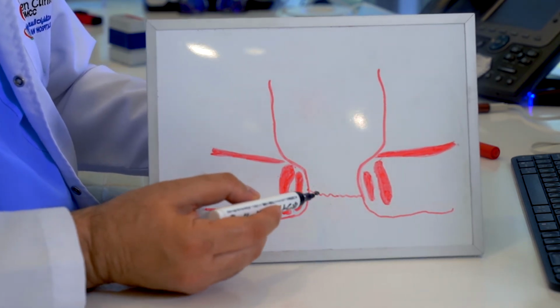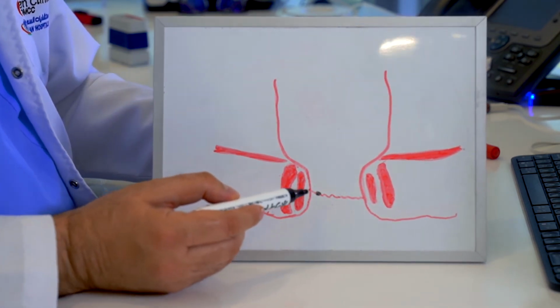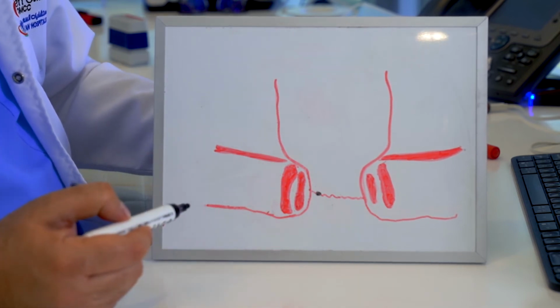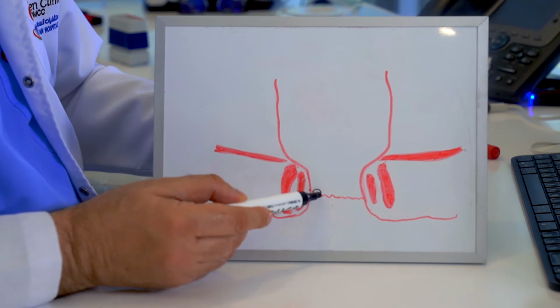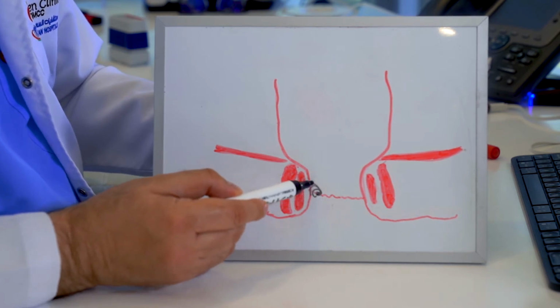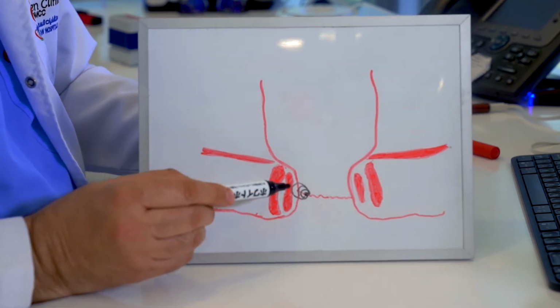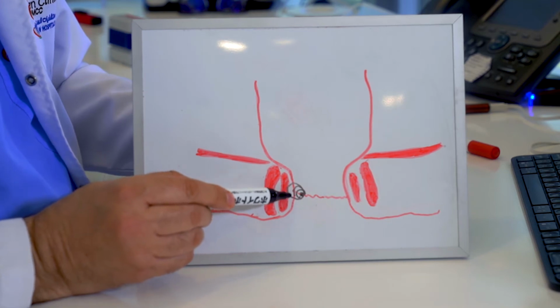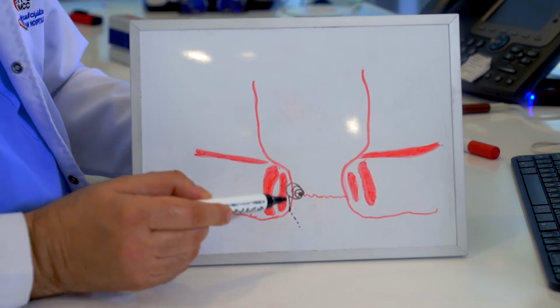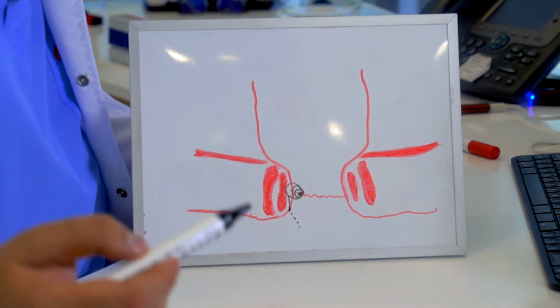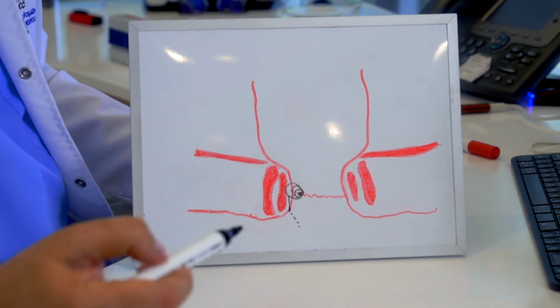This is in one of the mucous glands present here. The infection spreads and forms a little boil, a little abscess. That abscess can penetrate only the skin and go outside and drain, and that we call a subcutaneous fistula. It's simple, you drain it just like any other abscess.